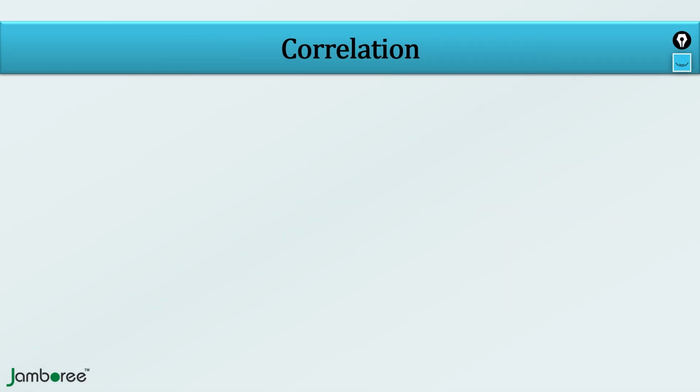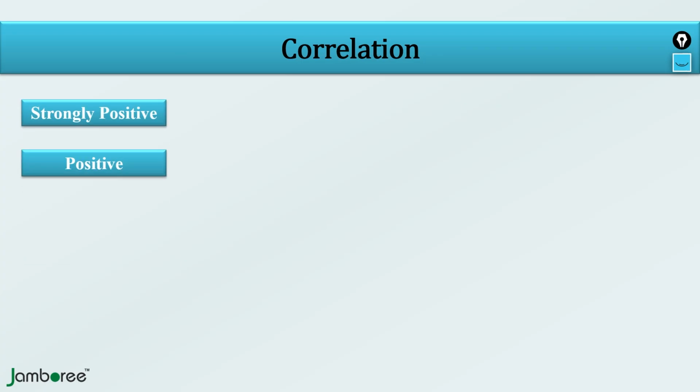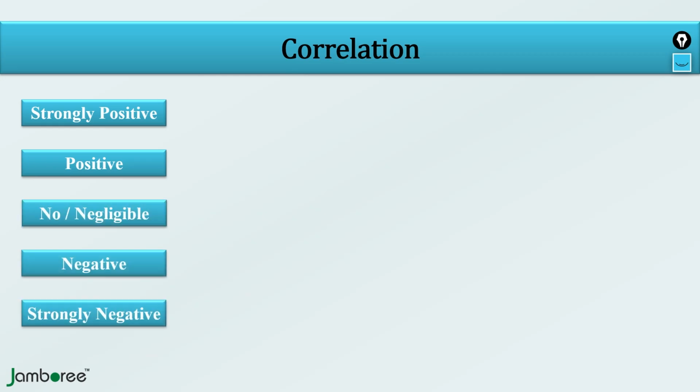Now we are ready to discuss correlation. There are 5 types of correlation: strongly positive correlation, positive correlation, no or negligible correlation, negative correlation, and strongly negative correlation. From the GMAT point of view, we will relate correlation to the concept of slope of a straight line and nothing more than that. Let's see how.